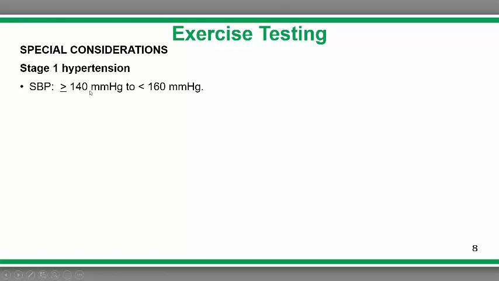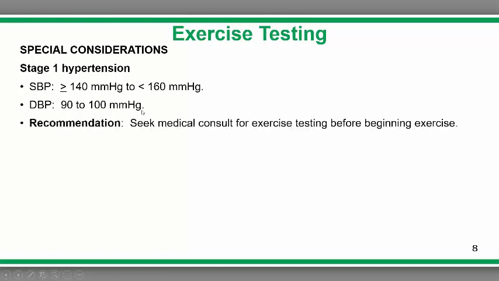So recall that the controlled hypertension or prehypertensive state is defined as a systolic blood pressure of less than 140. Stage 1 hypertension is when a person's systolic climbs above that 139 and into the 140 range, but it's less than 160. The diastolic blood pressure would record a value between 90 and 100 to be considered in stage 1. And so before a person begins exercise, and before they begin an exercise testing session, a medical consult should be carried out.